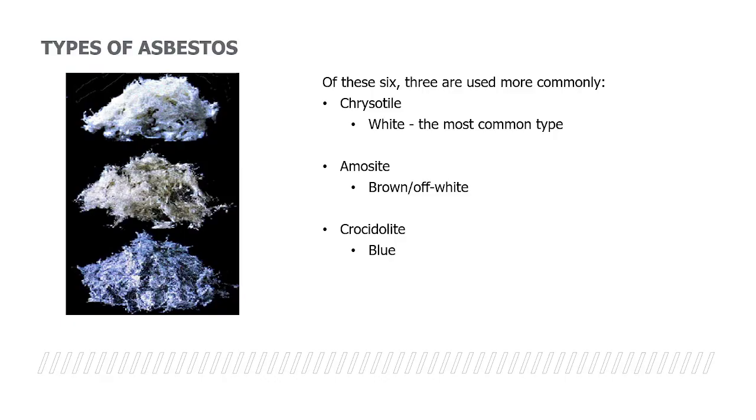As you can see on the left, chrysotile is white, and this is the most common type. Amosite is the brown / off-white color, you can see in that picture on the left, and then crocidolite is going to be more of a blue color. And again, these are the 3 most commonly found asbestos.